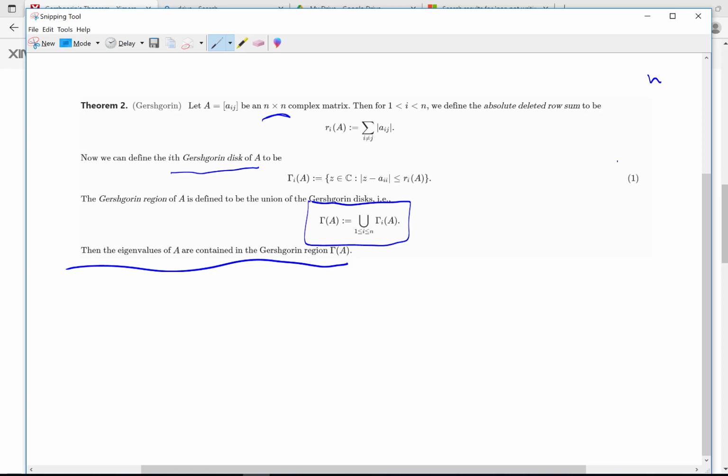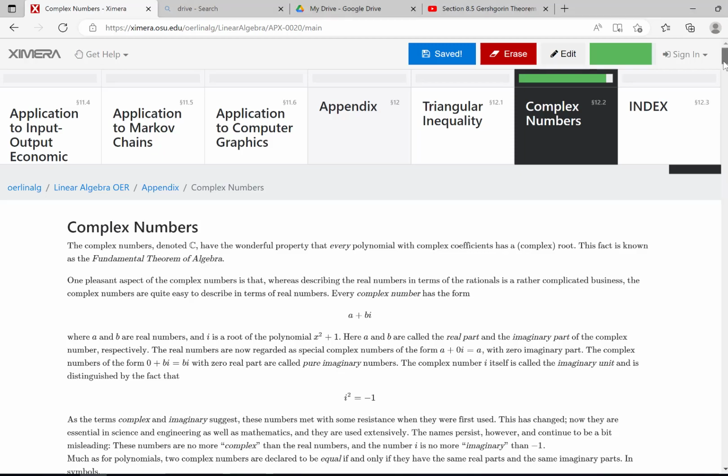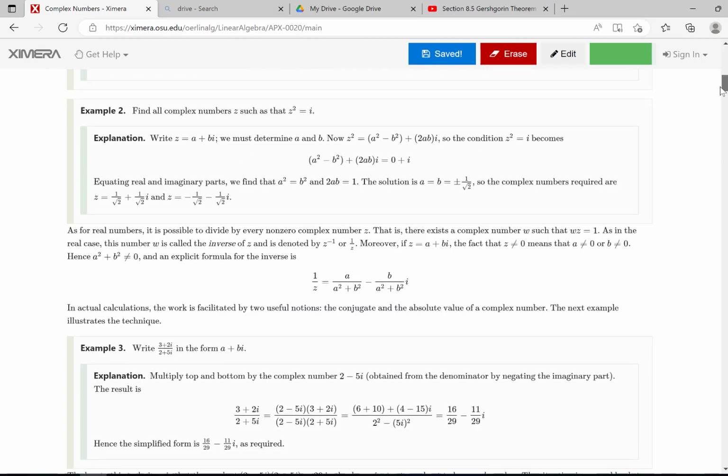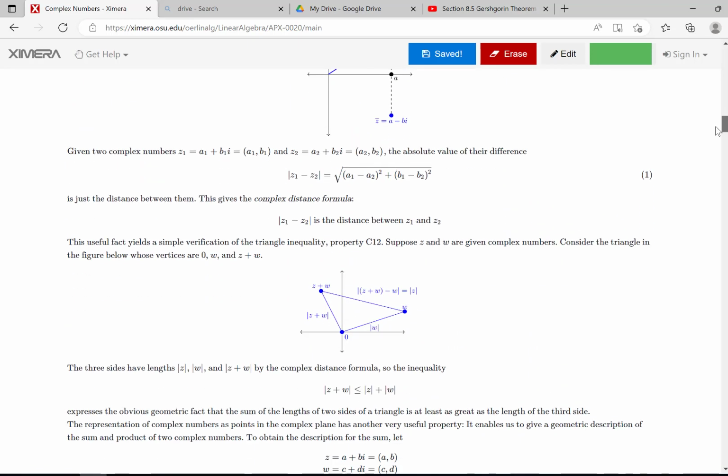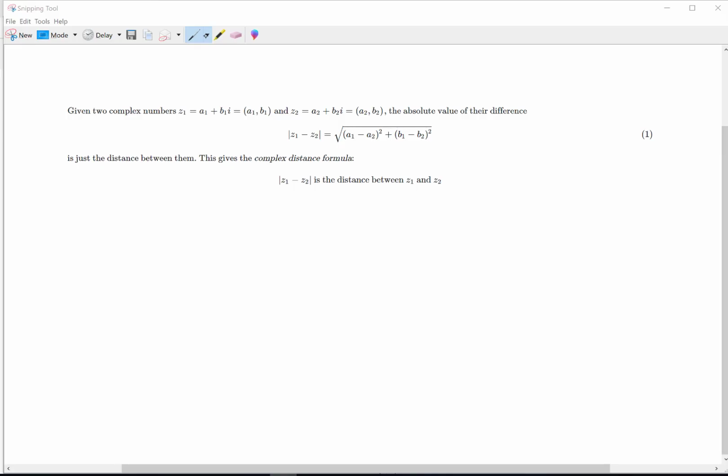I guess the only other thing is this equation 1 here. What is this? So I'm going quickly to the appendix, section 12.2, scroll past the first few examples and properties down to equation 1 of this module, and I want to focus on it for just a moment. Let's write down equation 1 from the Gershgorin module, the section on Gershgorin's theorem. So that one said absolute value of z minus a_ii is less than or equal to R_i of A.